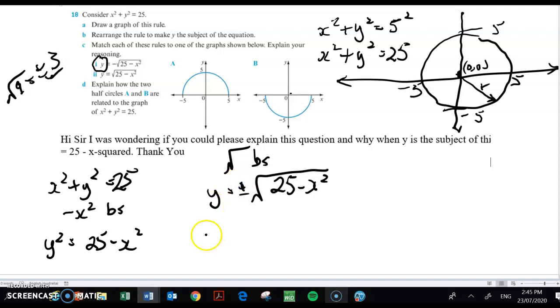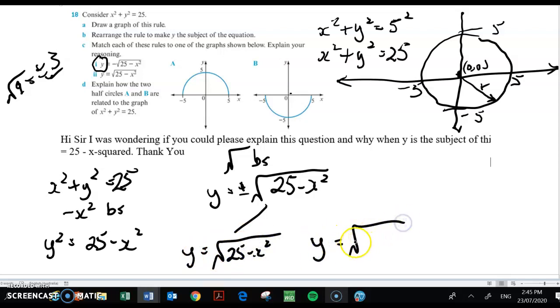Which means we can now write it as two equations. y equals the square root of 25 minus x squared, or y equals negative the square root of 25 minus x squared. And here you can liken the positive and negative as your reflection.